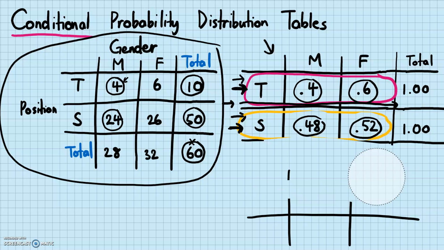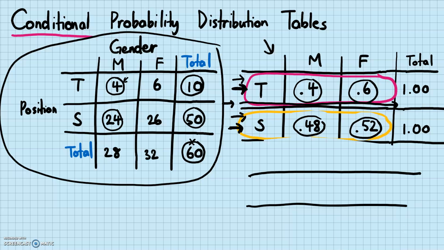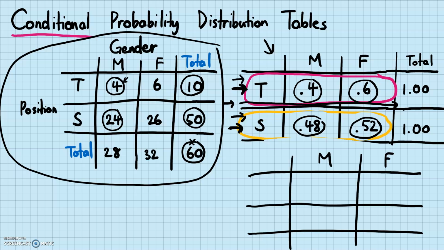Oops, so I need more space. Right, so I have male, female, teachers, students, and then total. So now we're looking at the columns. So what will the columns tell us? Oops, let me use a different color.